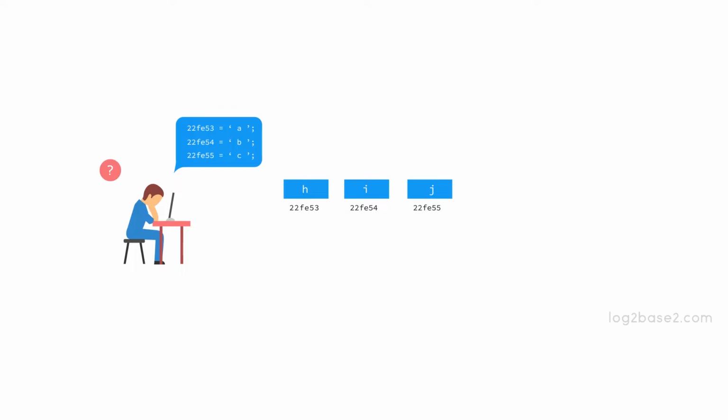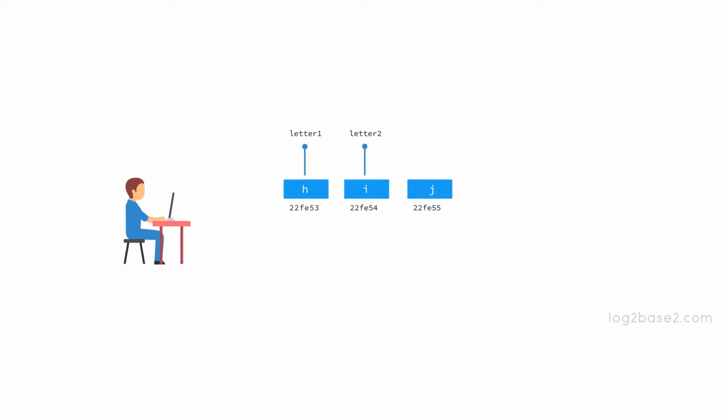So what we can do is, we can map a meaningful variable name to the memory address so that we can access the memory address using the variable name instead of some hexadecimal memory address. Here, the memory address 22FE53 is mapped with the variable name letter 1. Similarly, 22FE54 is mapped with letter 2, and 22FE55 with letter 3. Now, we can access the memory address 22FE53 using the variable name letter 1 and the other addresses with letter 2 and letter 3 respectively. Now we can easily manage the data at different locations.